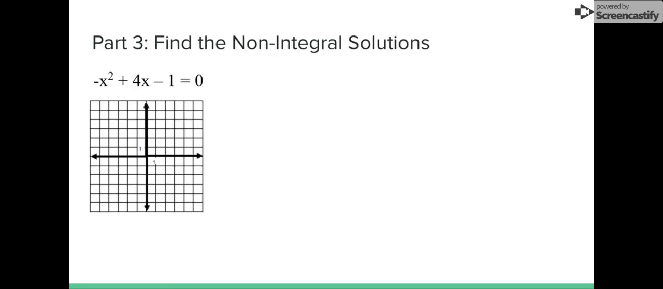These next problems deal with non-integral solutions. So again, these are when the answers are not going to be super neat. They're going to get decimal approximations, and that's okay. The calculator will handle it for us. Step 1 doesn't change. Type it into y equals. This one's already set equal to 0, so you just type negative x squared plus 4x minus 1, and the calculator will take care of the rest.